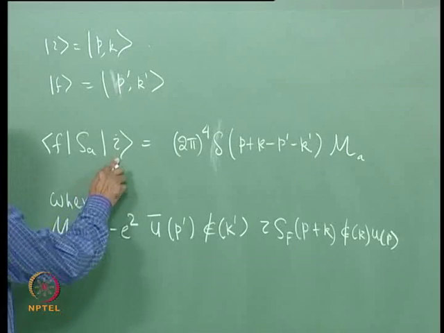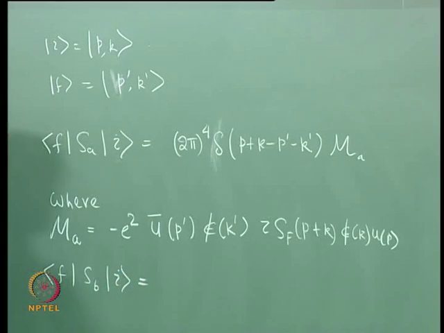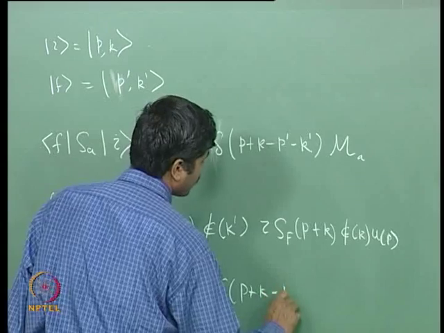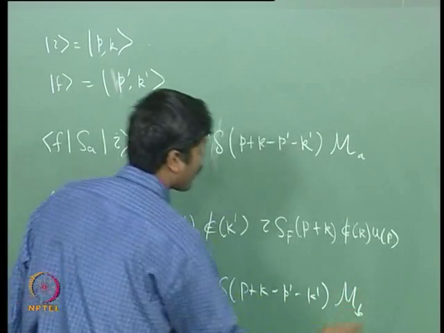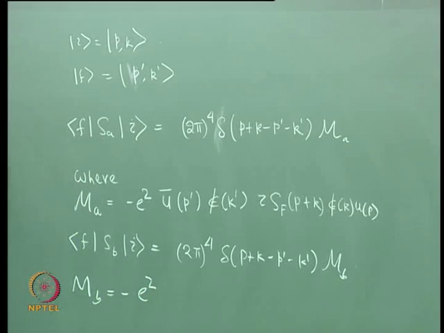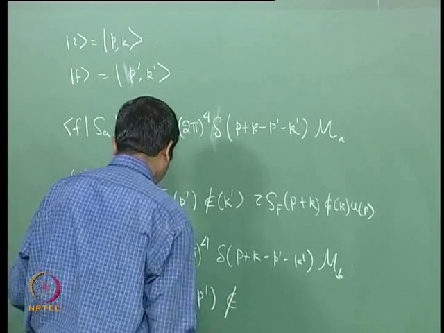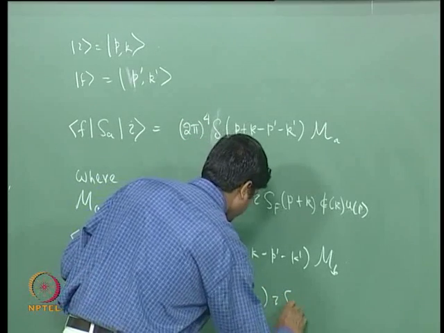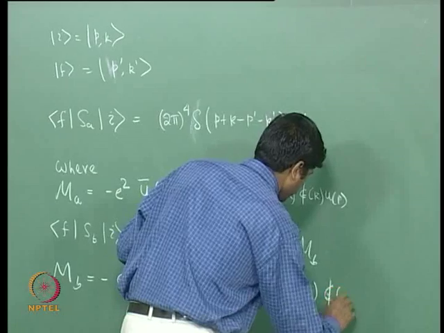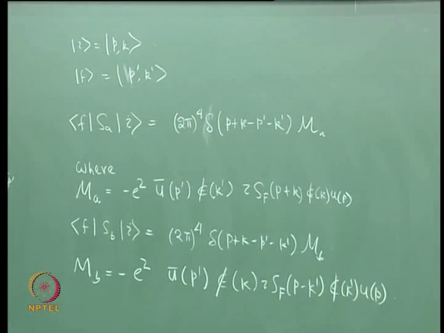We can do a similar computation and compute this quantity for SB, and this will be equal to 2 pi to the power 4 delta of p plus k minus p prime minus k prime times MB, where the amplitude MB is given by minus e square times u bar of p prime, epsilon slash of k, i S_F of p minus k prime, epsilon slash of k prime, u of p. I will leave it for you to derive this result.